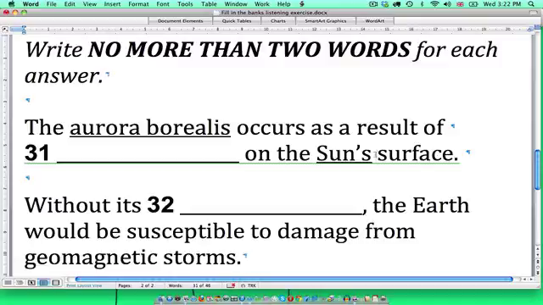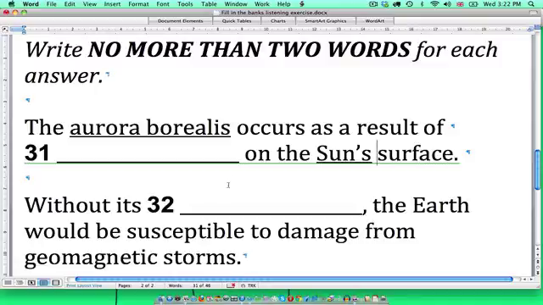Now, of course, it's important to understand what the relationship is between these two things. So the question reads, the aurora borealis occurs as a result of blank on the sun's surface. So basically, something happens here on the sun's surface that leads this thing to occur. Okay, and we need to listen for what that is.